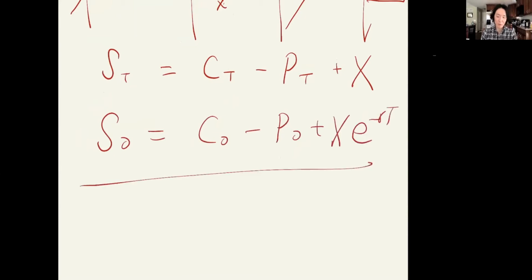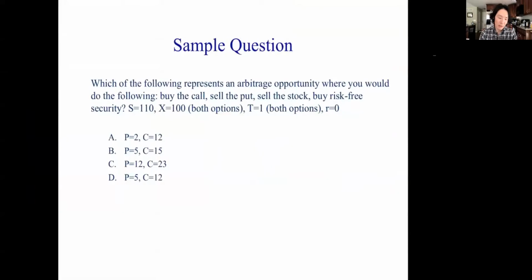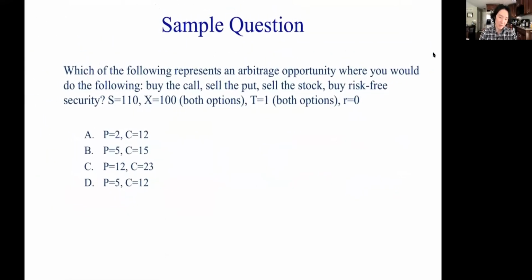So this is the put call parity. In other words, stock price should be the same as the following: call price minus the put price plus the value of the zero coupon bond. Okay. So we get the put call parity like here. So let's take a look at this example, right? Which of the following represents an arbitrage opportunity where you would do the following: buy the call, sell the put, sell the stock, and buy risk-free security? So you can see that basically this is an arbitrage strategy using the put call parity, right?